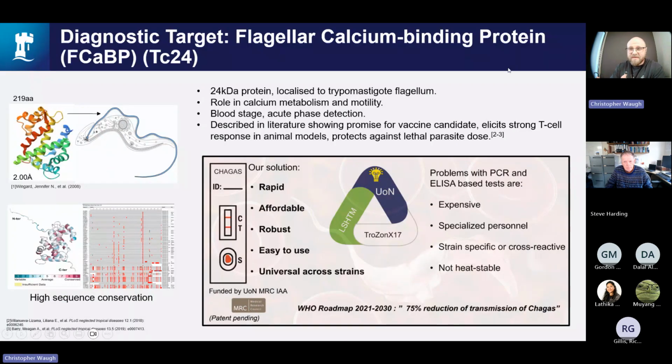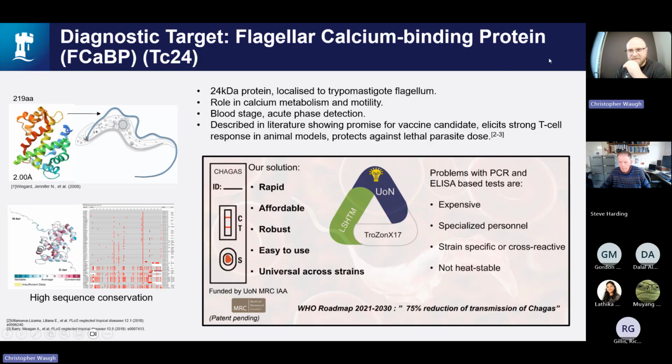So the actual project that my contract was on was focusing on using one protein, TC24, which is a flagellar parasite protein, which has an existing partial crystal structure. And this was a vaccine candidate, which was shown to elicit a nice response in animal models and protects against the parasite. But it was more or less ignored because it was tricky to work with, doesn't express well, it's a bit unstable, and people kind of left it alone.